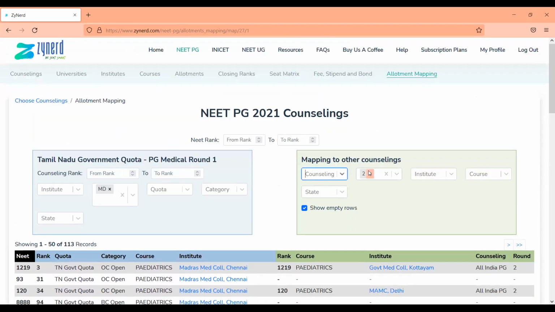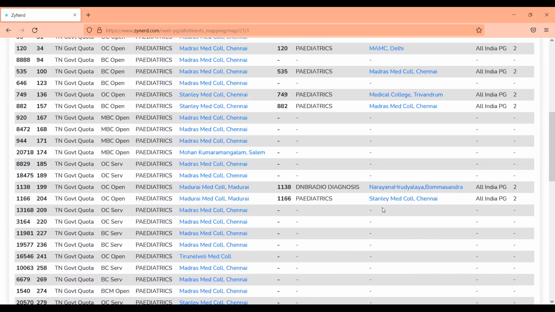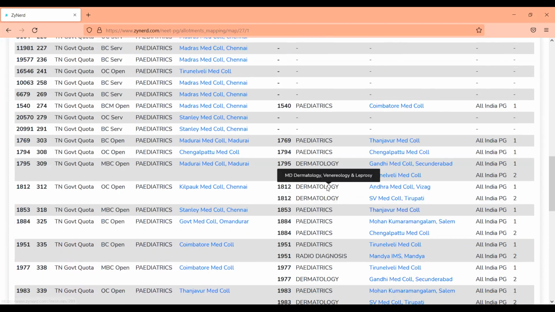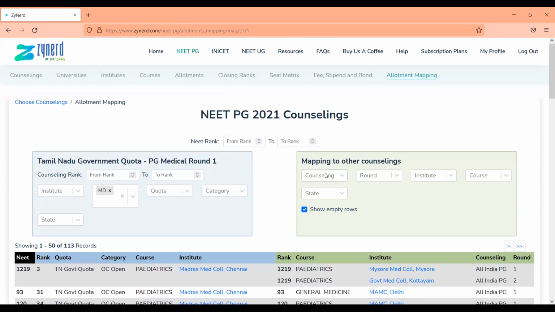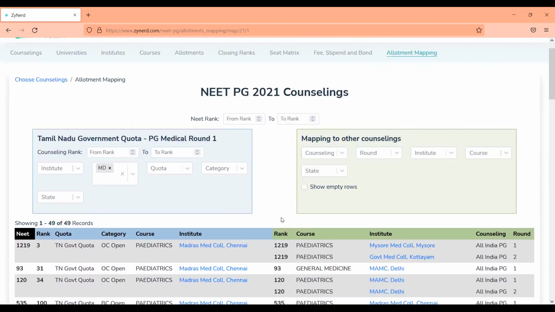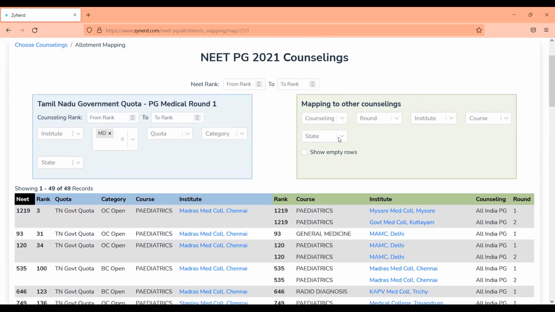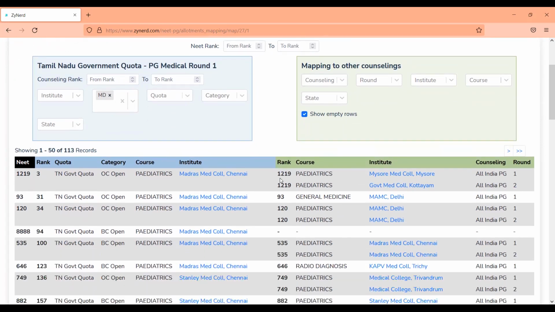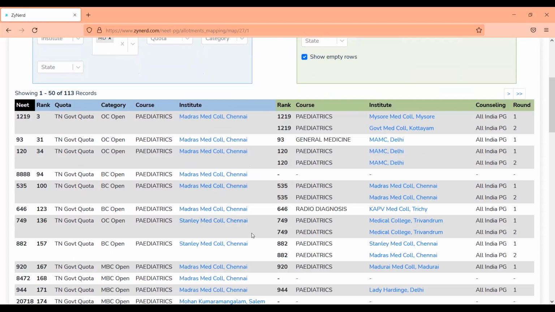And now you might be able to see the state round 1 allotments of these candidates as well. In certain cases, the candidates will have state round 1 allotments as well, and you will be able to see them. If you want to see only those candidates who got seats in the All India counseling or other counselings, you can filter out the empty rows. But if you don't filter out the empty rows, you will have a list of all candidates who have taken pediatric seats, and you can correlate the movements.